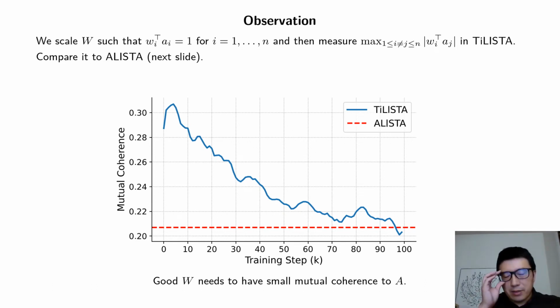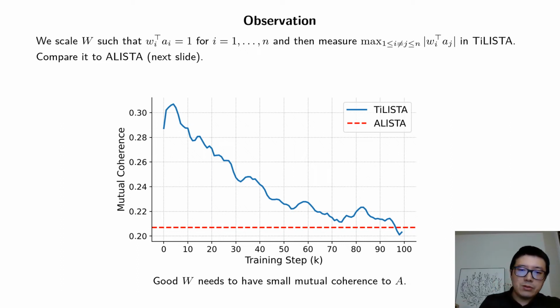Here is one particular example. You fix some kind of random A, and then you let pi-LISTA get trained, and during the process you plot the mutual coherence of the trained W to A. As training progresses, the mutual coherence gets smaller and smaller, which of course motivates us to pursue a W with the best mutual coherence.